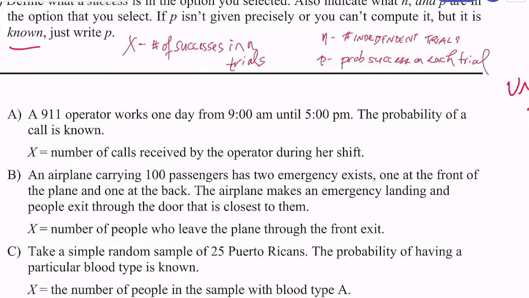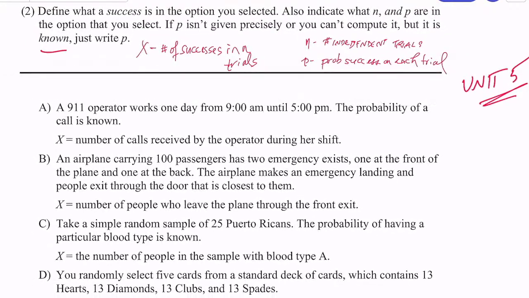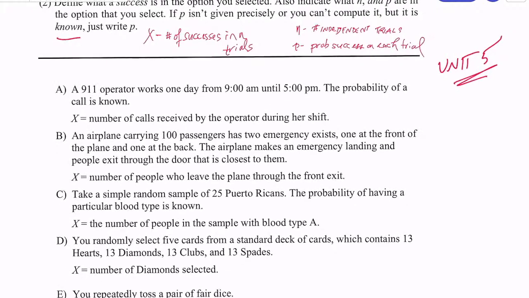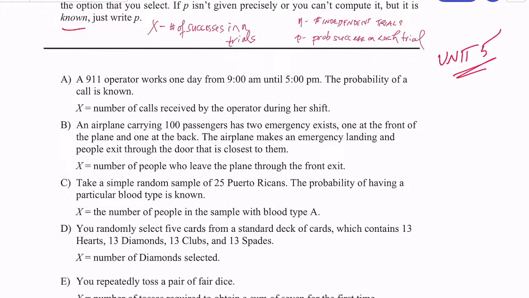Okay, so those are the important things: the variable defined in general, and these are the parameters for the variable. So take some time to go through each of these and figure out which one is actually a binomial.